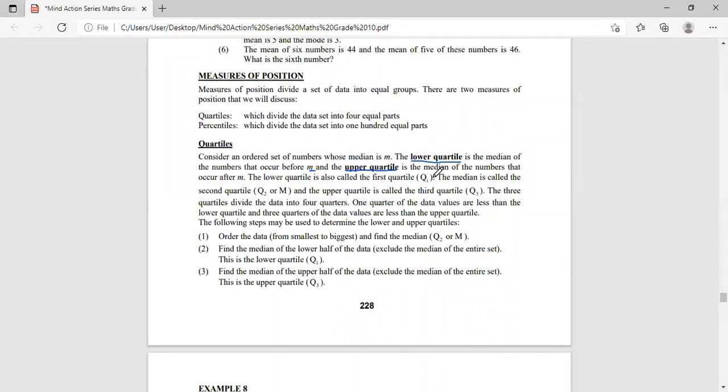The first quartile is Q1. The median is called the second quartile. It's called this because if you look at quartiles, they divide the set into 4 parts. This can be our data set. So we'll have something like this.